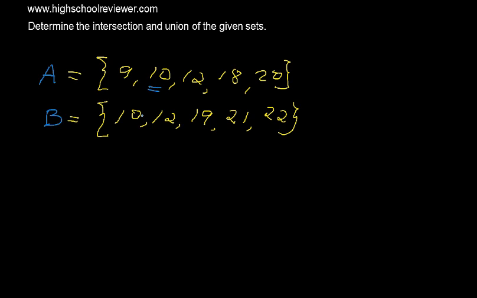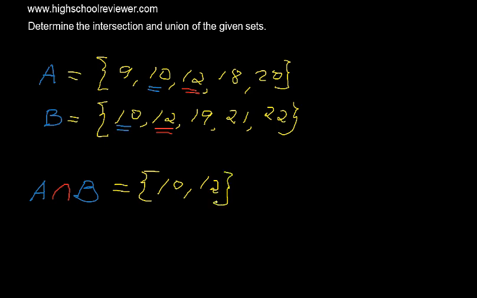10 here is present in A and it is also present in B. So this is a part of the intersection. 12 is present in A and it is also present in B. It is also a part of the intersection. There are no more numbers that are found in both A and B. Therefore, only 10 and 12 are part of the intersection. The set for A intersection B is the following numbers. We have 10 and 12.